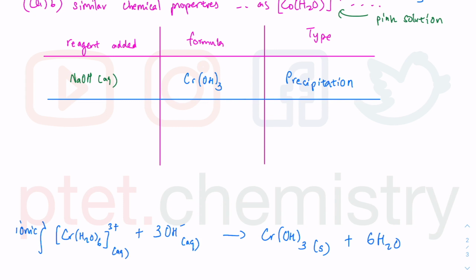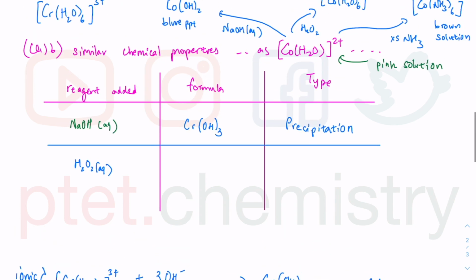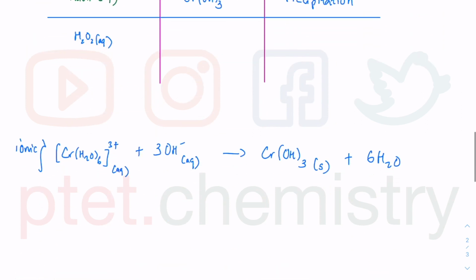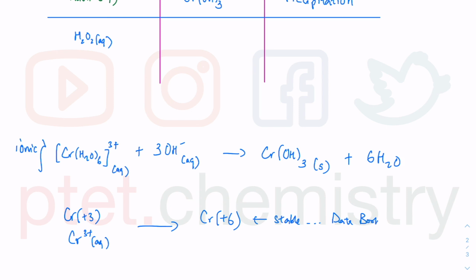Okay, so to the next one, which is H2O2 aqueous. It could be an oxidizing or reducing agent in the context of chromium 3 plus. So we know that it will actually go to chromium 6 plus. If you look at the E0 values, for chromium 3 plus in aqueous, if you want to go to a higher oxidation state that is stable, you just have to look in the data booklet. You don't have chromium 4, you don't have chromium 5, you have chromium 6.